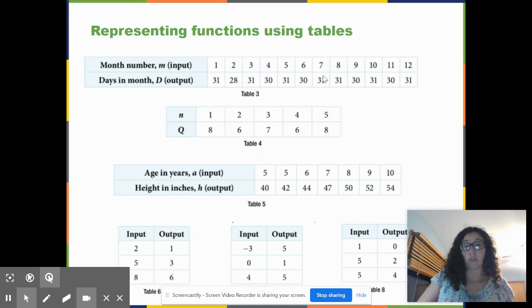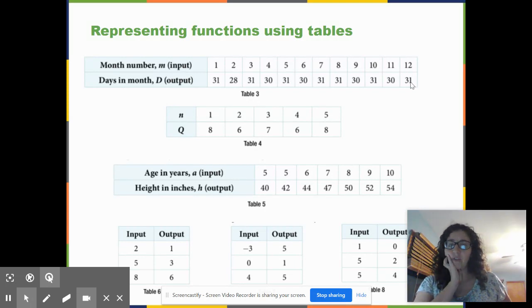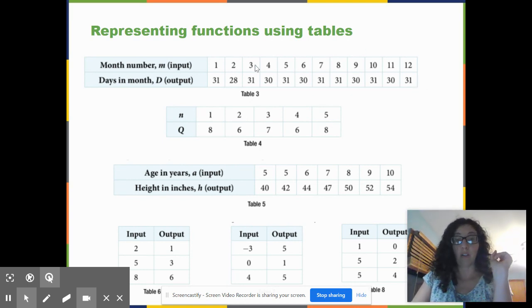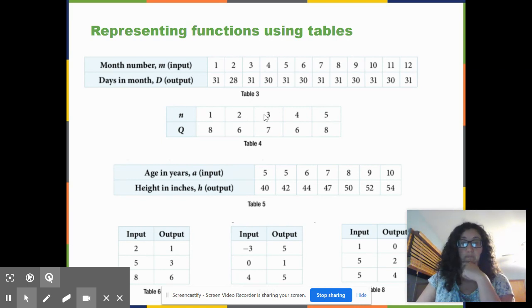What's F of 12? F of 12 is also 31. Can this be a function if those are both 31? Yes, right? That's like somebody saying two people in the class have the same birthday, right? Joe and Sue both have the same birthday. That's okay, right? Two inputs can have the same output, but every input up here only has one output value. So it's a function.